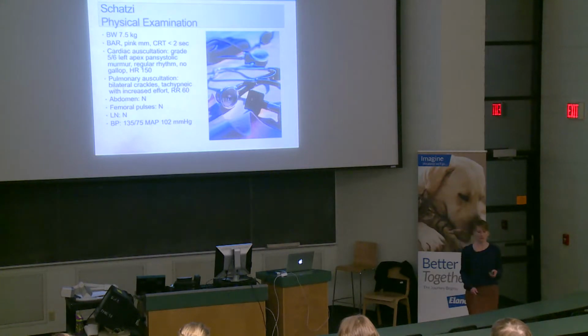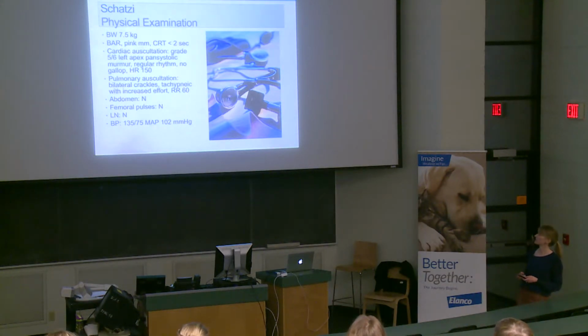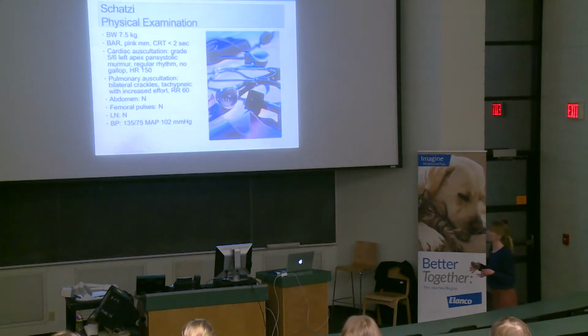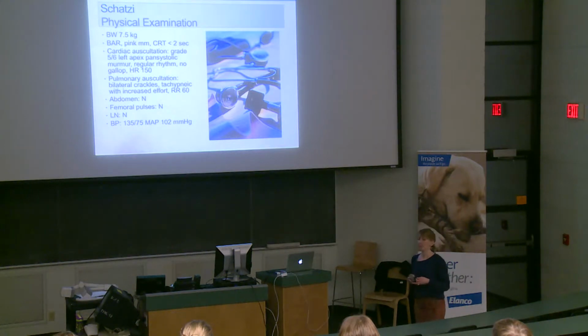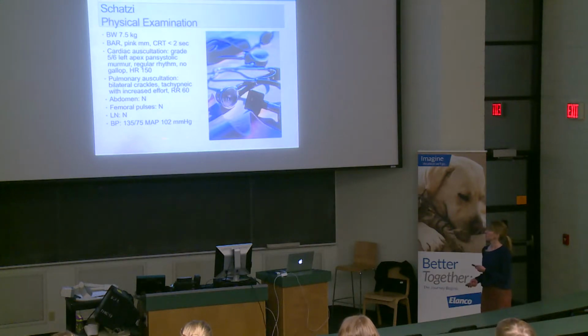So on her physical, she's a 7.5 kilo dog, as I already mentioned. She's bright, alert, pink, good cap refill. On auscultation, we now have a palpable thrill, on precordial palpation, I should say, so that gives us a 5 out of 6 left apex pansystolic murmur. She has a very regular rhythm, no auscultable gallop. Her heart rate is 150, so on the higher side. On pulmonary auscultation, she's bilaterally crackly. She's tachypnic. She's got increased effort. Her elbows are a little bit abducted. Her abdomen palpated normal. She had good femoral pulses, lymph nodes normal, and her pressures were actually pretty normal looking.